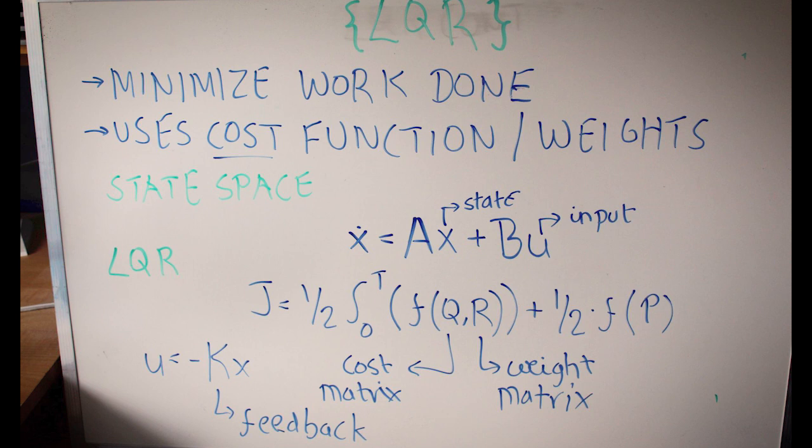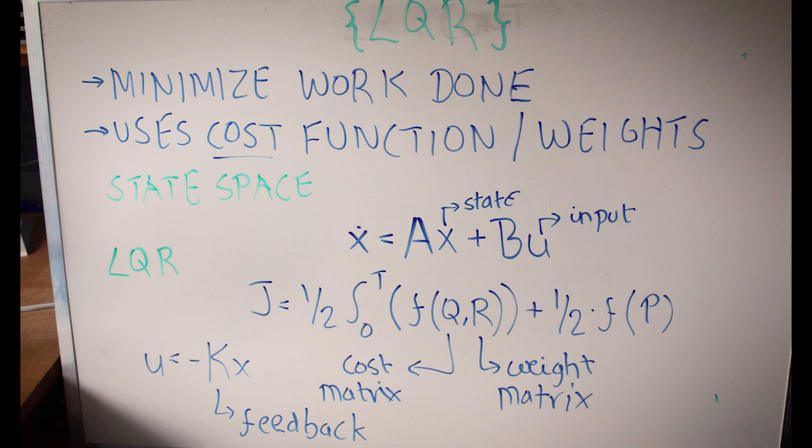Looking back at our state space representation, you have x dot equals Ax plus Bu, where x is the state of the system. So for this case, it'll be the pitch angle, the pitch rate, and the drift. U is the input, which is the TVC angle. The LQR algorithm is J equals half multiplied by an integral of a function of Q and R plus half of a function of P. This full equation is in the link below, so please take a look at that.